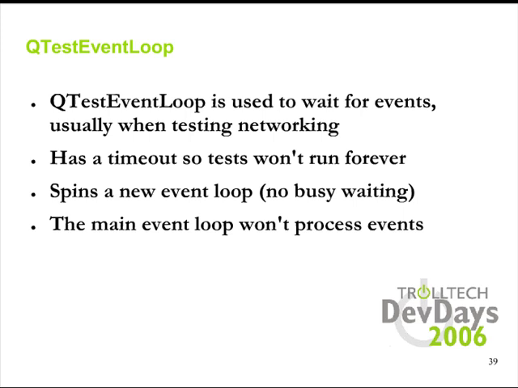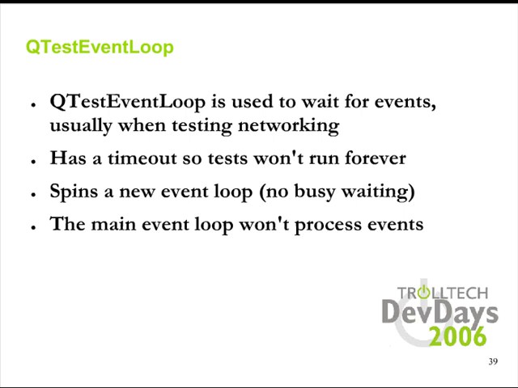And the good thing is it spins a new event loop, so you won't have busy waiting. You won't have while true, check connected, check connected, check connected, because then your CPU will sit there at 100% and won't be nice. And the other thing is that the main event loop won't process events. So if you have other events in the queue, those won't be processed. It will wait till our QTestEventLoop stops, and then your normal execution will start again. Let's have an example.